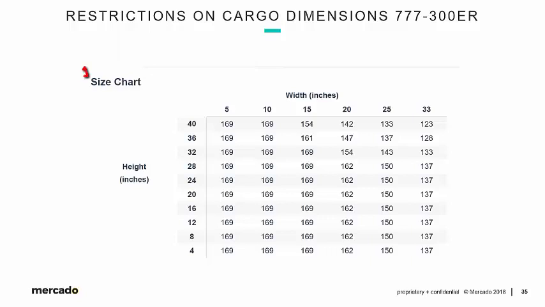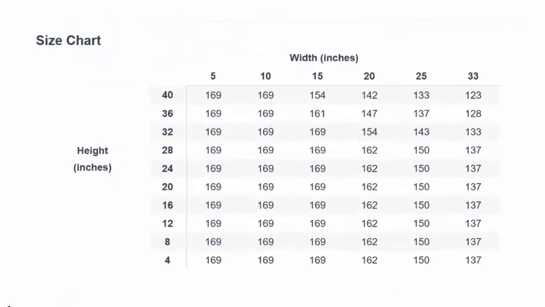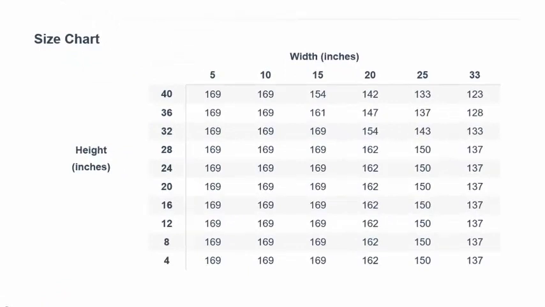What we're looking at here is called a size chart, and these are restrictions by dimensions of the cargo specific to a 777-300ER. And really what we're looking at here, and we have an example to illustrate in just a moment, is that we look at the width in inches on the top, the height on the left-hand side, and wherever the width and the height of a piece intersect, that's the maximum amount of length that we can have.